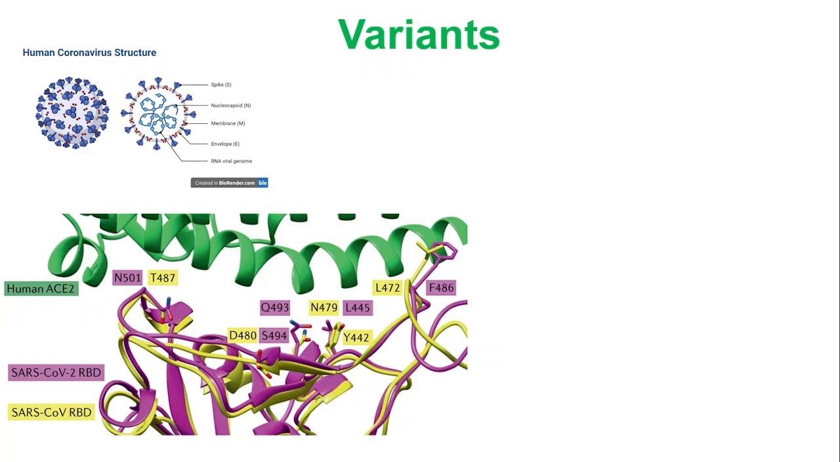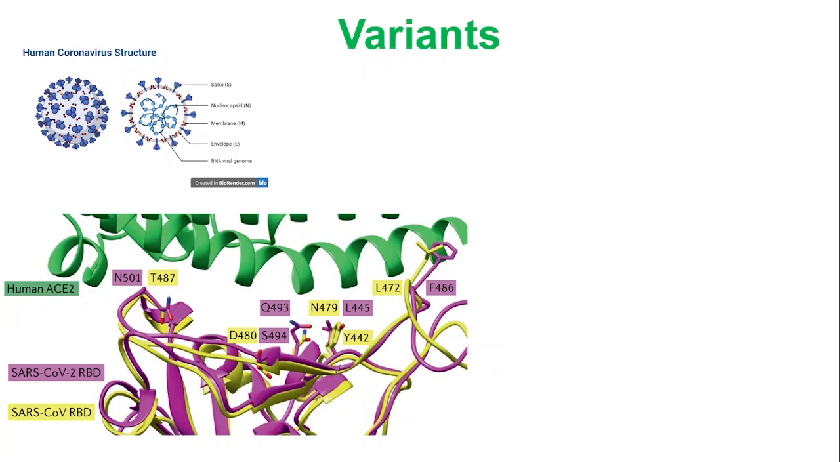So now we'll discuss the variants. By now everyone must have heard about UK variants, Brazil variants, Indian variants or South African variants. So what are these variants and how are these variants formed?